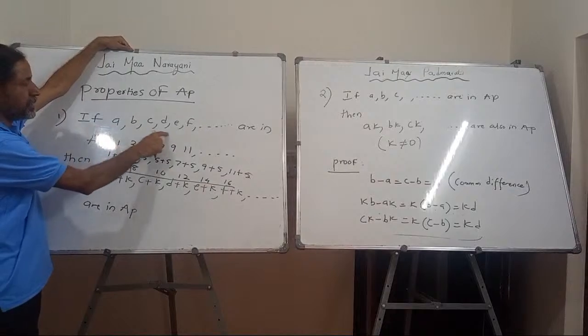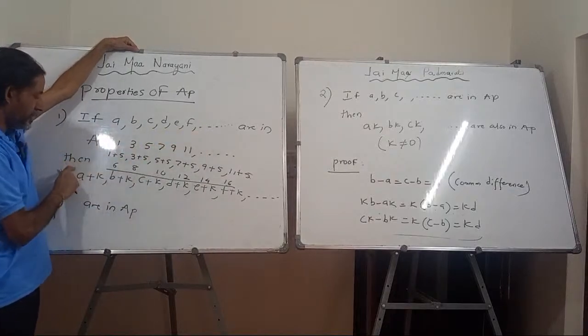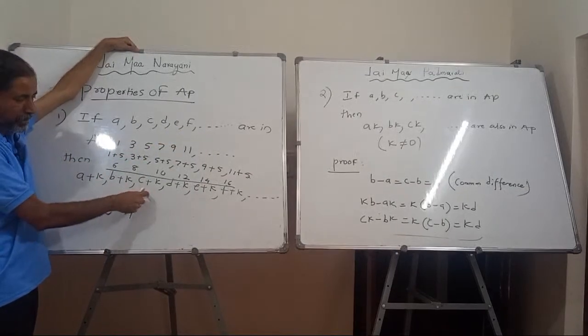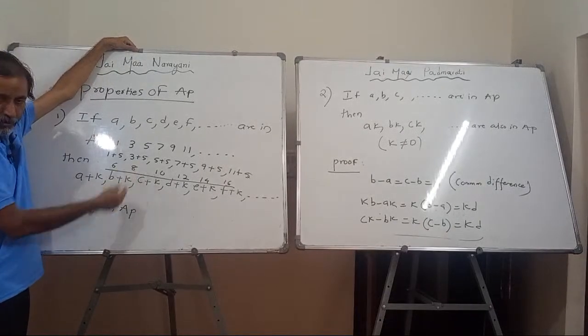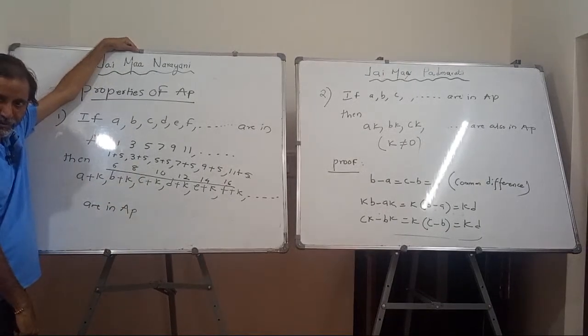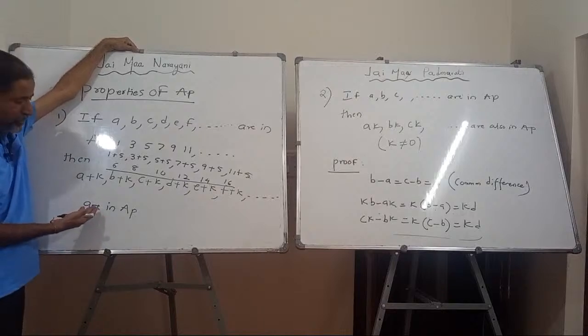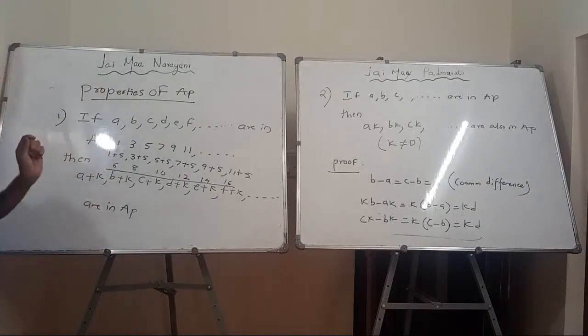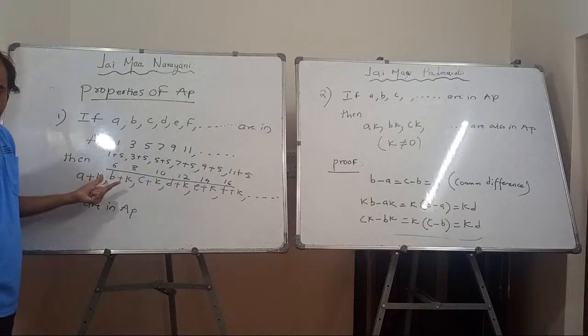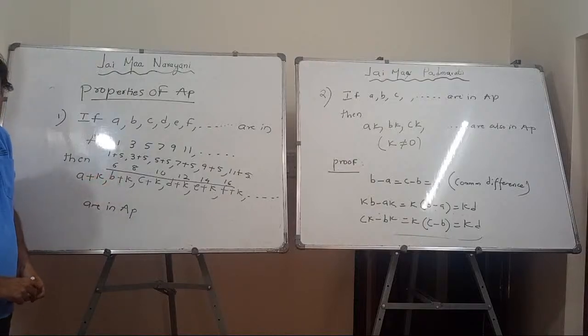If A, B, C, D, E, F are in AP, then A plus K, B plus K, C plus K, D plus K are in AP. That's exactly what we show. That's exactly what it was. You tell me in numbers you understand, but the moment I put a variable, your mind starts reeling. Why? It should not.